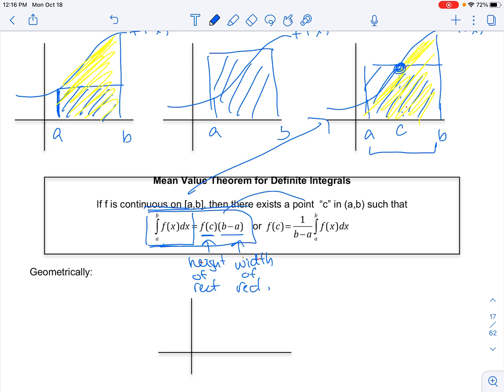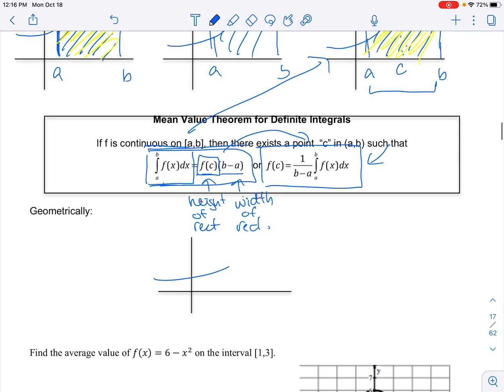Now, we can algebraically manipulate this to find f of c by itself, just by dividing by the b minus a. So this will be another version that you will see. So this, again, is just saying that if you have a function that is continuous and differentiable, you can go ahead and find a rectangle that's going to give you that same area underneath the curve.